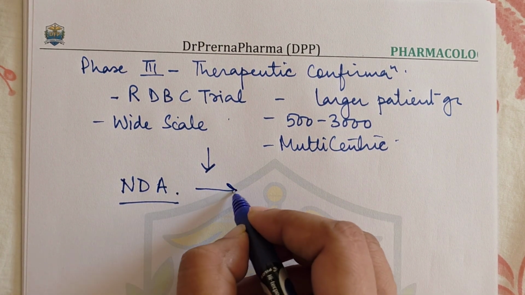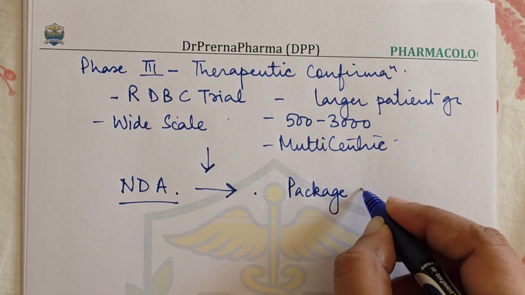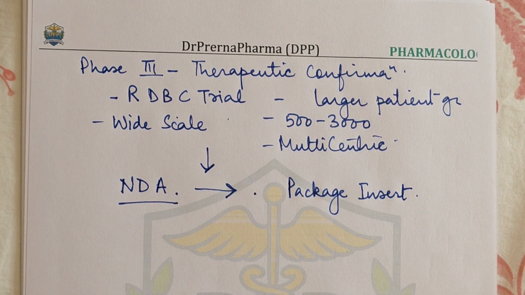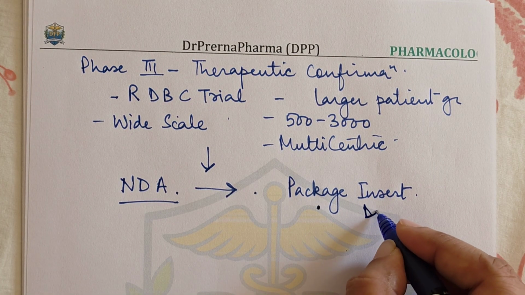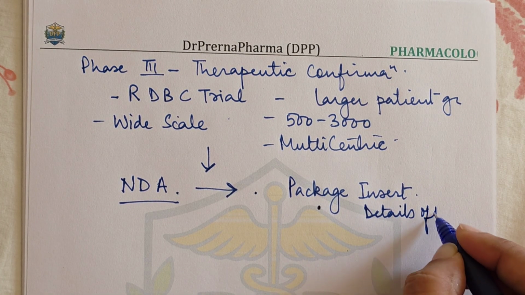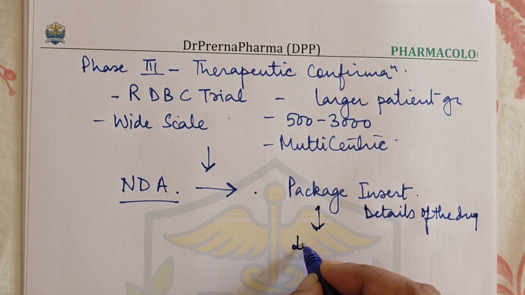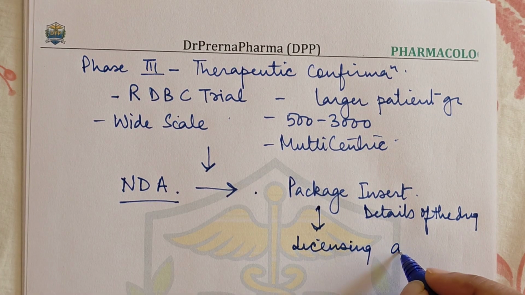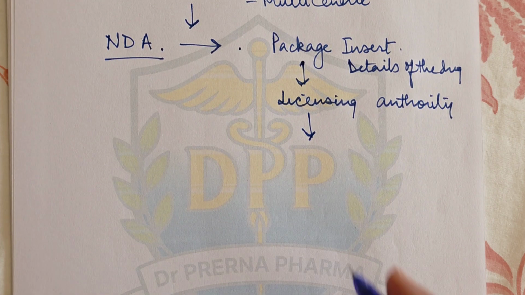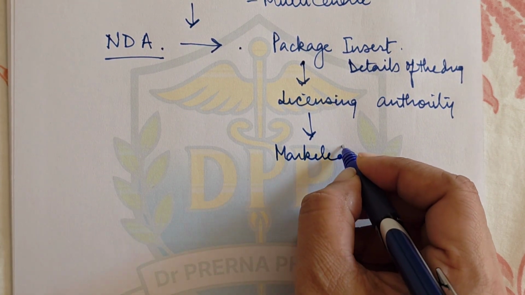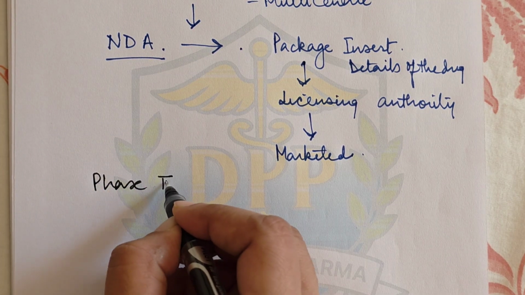And once it is approved, then the package insert is made, covering how it is going to be marketed, the size of the tablet, the color, everything. The package insert includes the details of the drug, precautions, contraindications, storage conditions, and then it is submitted to the licensing authority. Okay. So with this, when the permission is given, it is launched into the market. It is marketed.